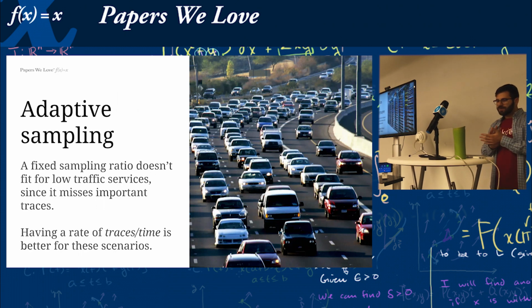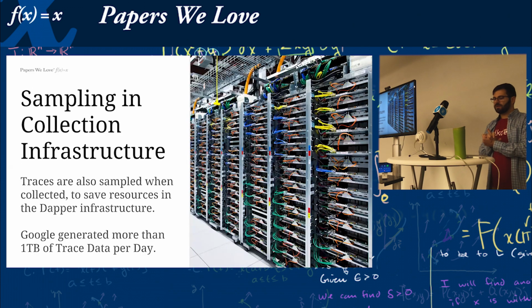They are also using sampling in the collection infrastructure. This is because they measured the amount of data and they were collecting 1 terabyte of trace data per day. So they did sampling in the collection infrastructure as well.